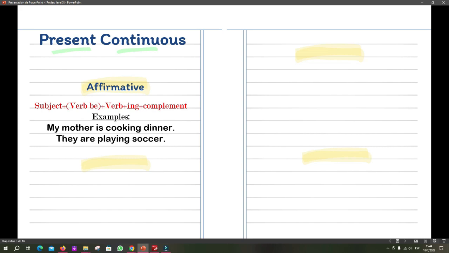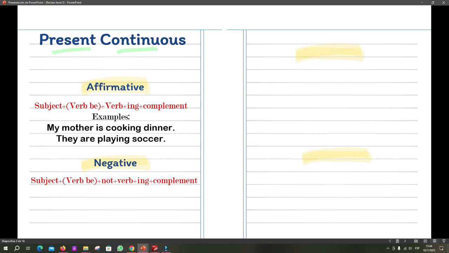They are playing soccer. So remember, you're going to use the verb be. It depends on the subject that you have here. In this case, it is because you have mother, that will be she, right? They also, remember, are, or we are, or you are, right? So he, she, and it is, right? I am. So it depends on the subject. Remember that. You know that, right?